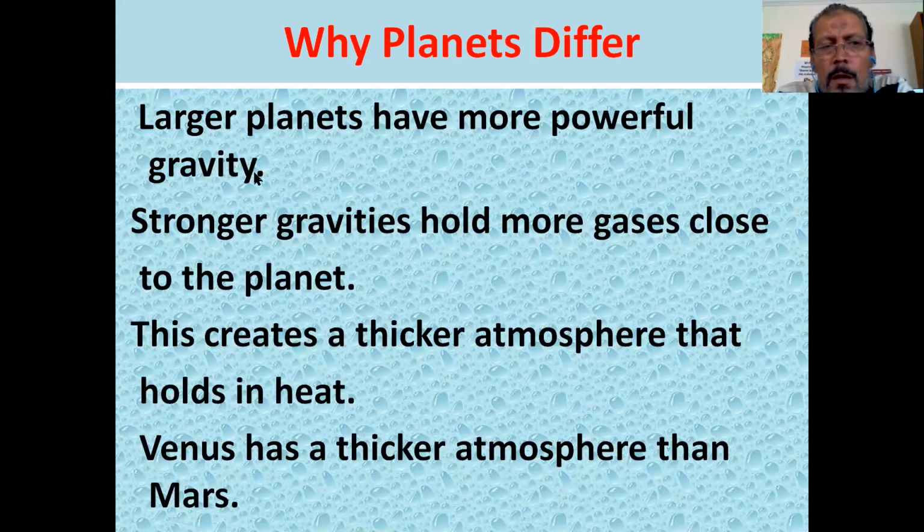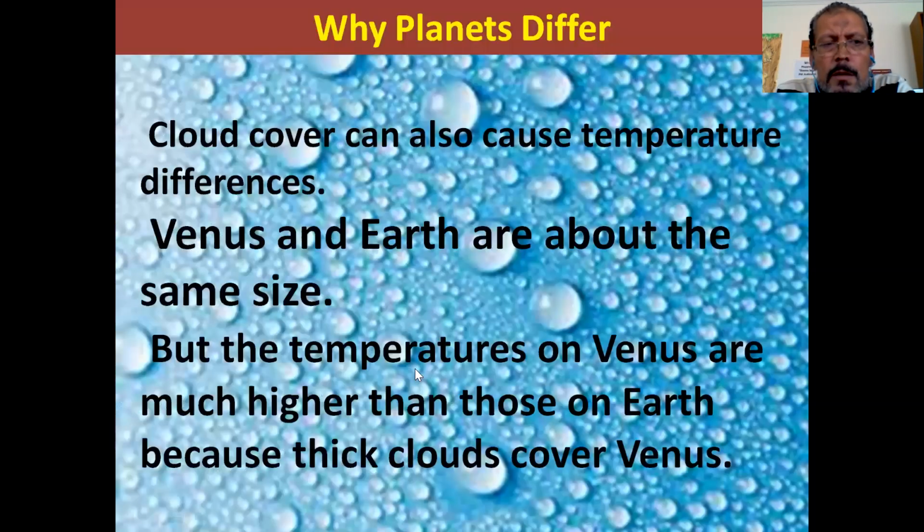Large planets have more powerful gravity. Stronger gravity holds more gases close to the planet. This creates a thicker atmosphere that holds in heat. Venus has a thicker atmosphere than Mars. Cloud cover can also cause temperature differences.